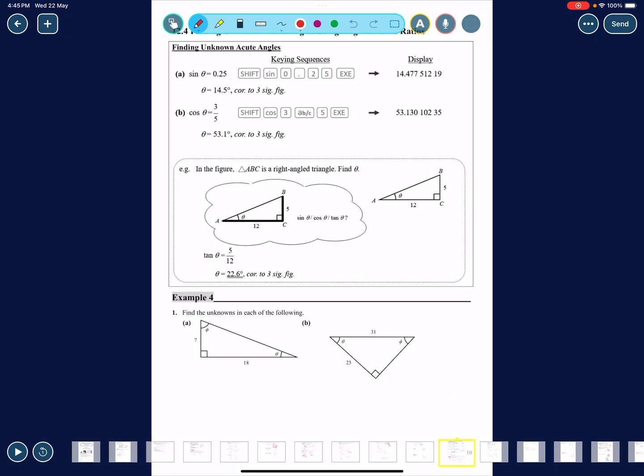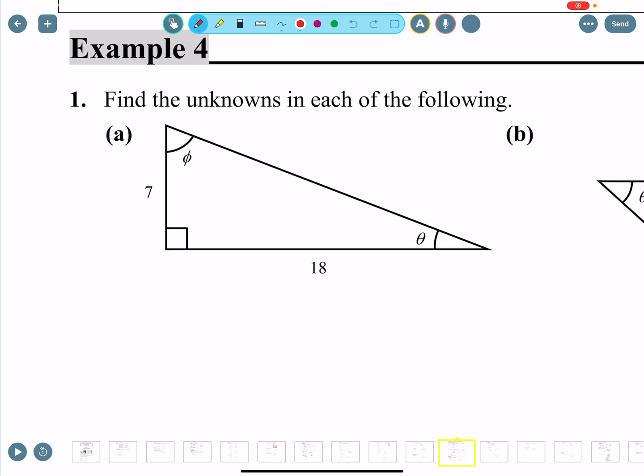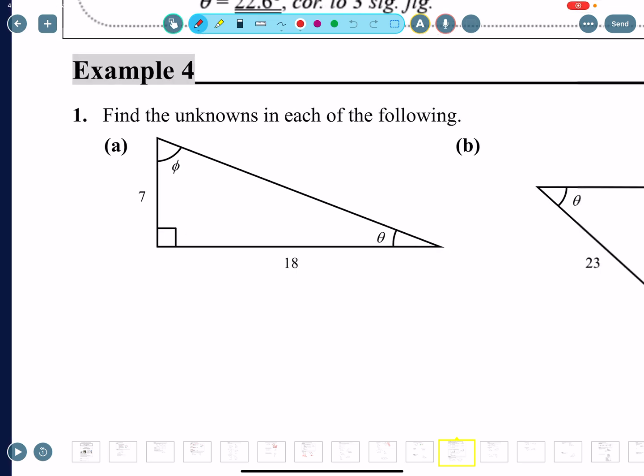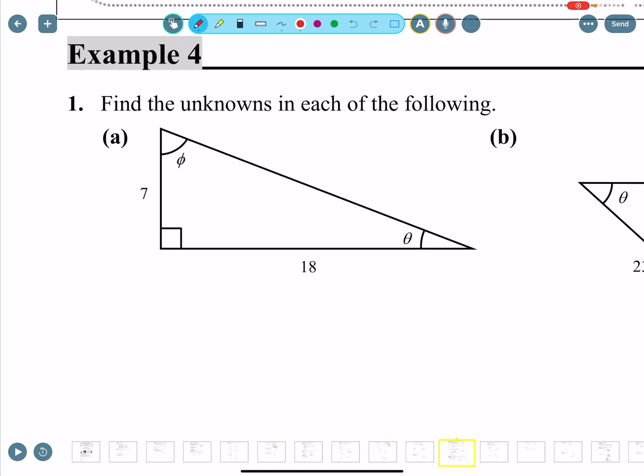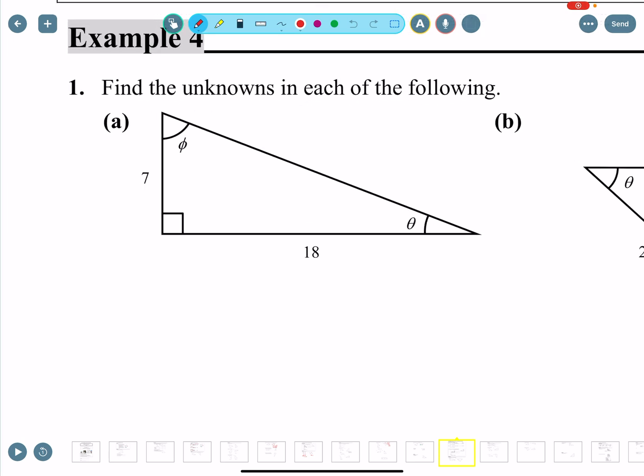Now let's move on to another topic for SOHCAHTOA. SOHCAHTOA is gonna be finding a side and also finding an angle. So in this case, I will teach you how to do this. Let's find theta first. For theta, 7 is the opposite side, 18 is the adjacent side. Okay, it's different for different angle. The sides are different for different angle again.